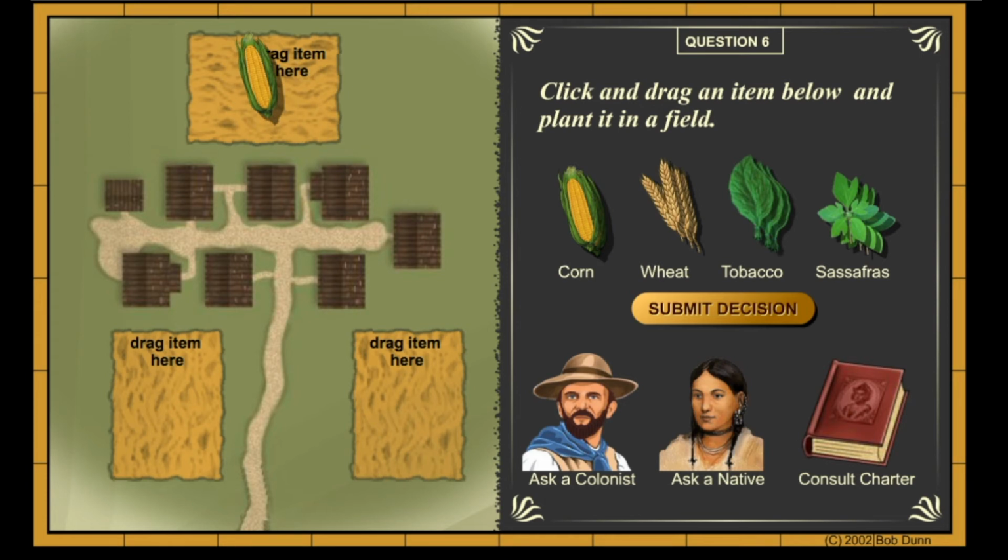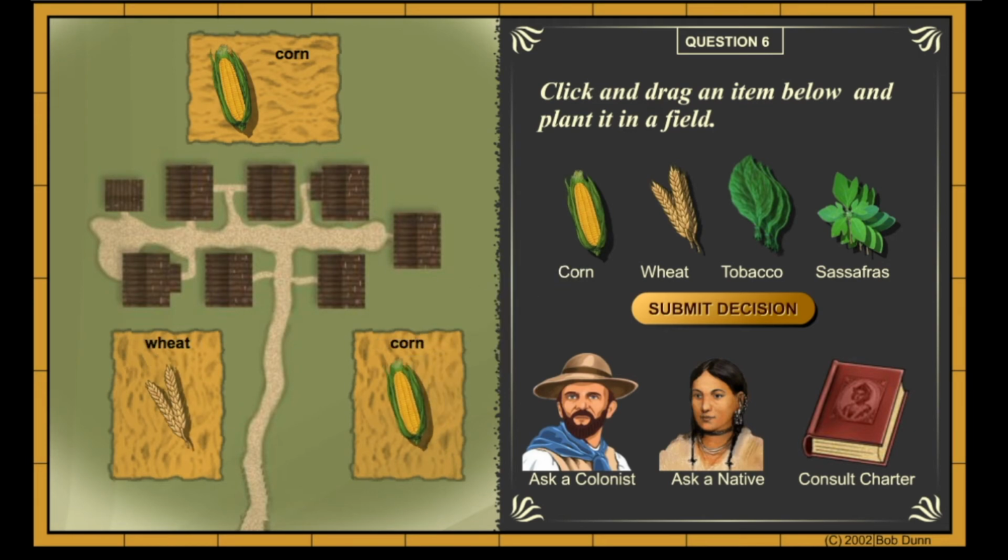Corn sounds like something we should really plant a lot of. I don't know much about sassafras. I would not plant very much wheat. I would plant a lot of corn. But we do need bread, though.